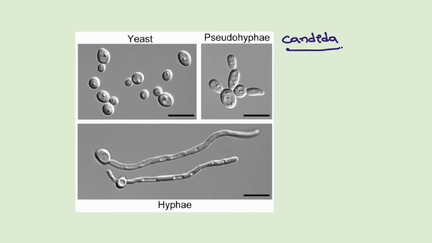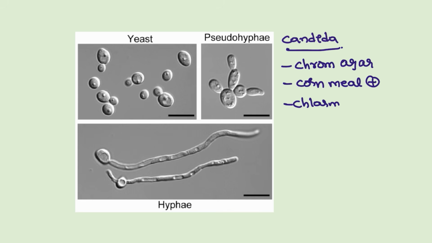Candida is a type of yeast with pseudohyphae-like fungi. In Candida, the important test is the chrome agar, which is positive, and the cornmeal culture is positive for this one. Chlamydospores are also positive. Instead of the star commonly used fungi, the SDA will be positive, and the chrome agar and cornmeal agar are positive, and chlamydospores will also be seen in the Candida species.